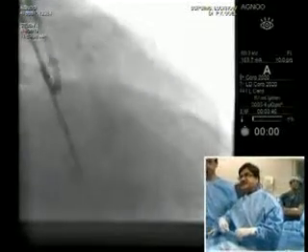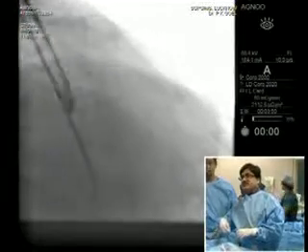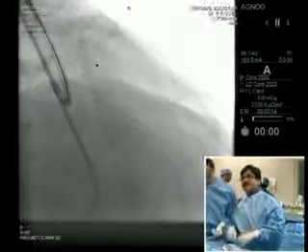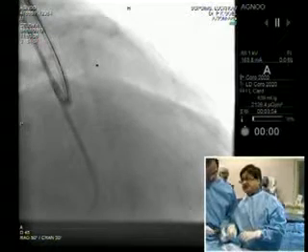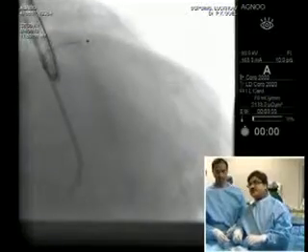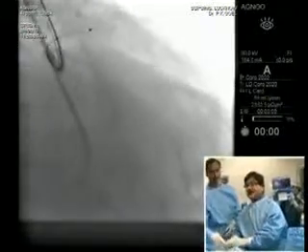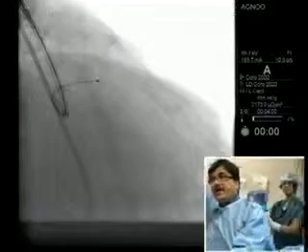This is a Stride. Actually, I prefer a Stride from Asahi over a Corsair. For situations like this, Corsair is good for your retrograde system, because I somehow find the caliber of the Corsair not that comfortable for an antegrade approach. I usually prefer the Stride. And in this case, I'm doing both femoral, but I could have done one radial, one femoral.